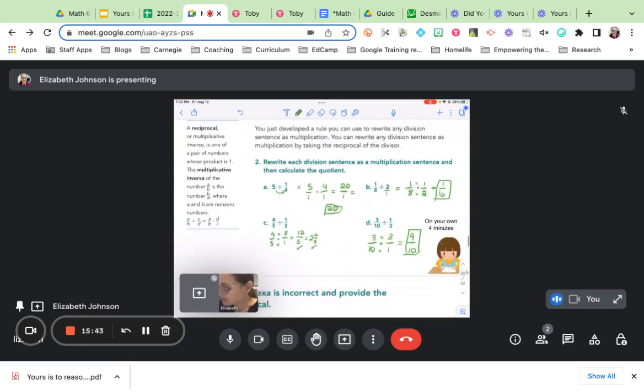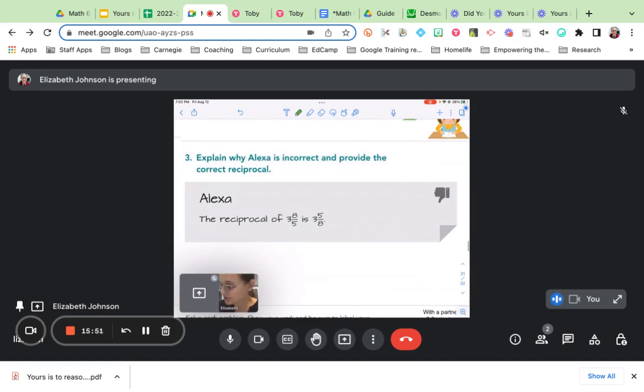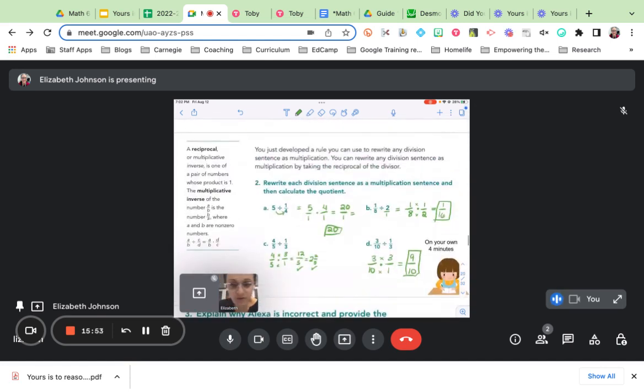Now that you've got the hang of it, let's take a look at a mistake. Alexa is trying to figure out reciprocals. Now let's review what we know about reciprocals. You know that a reciprocal is one of a pair of numbers whose product is 1. In other words, if I multiply two reciprocals together, I'll get 1.